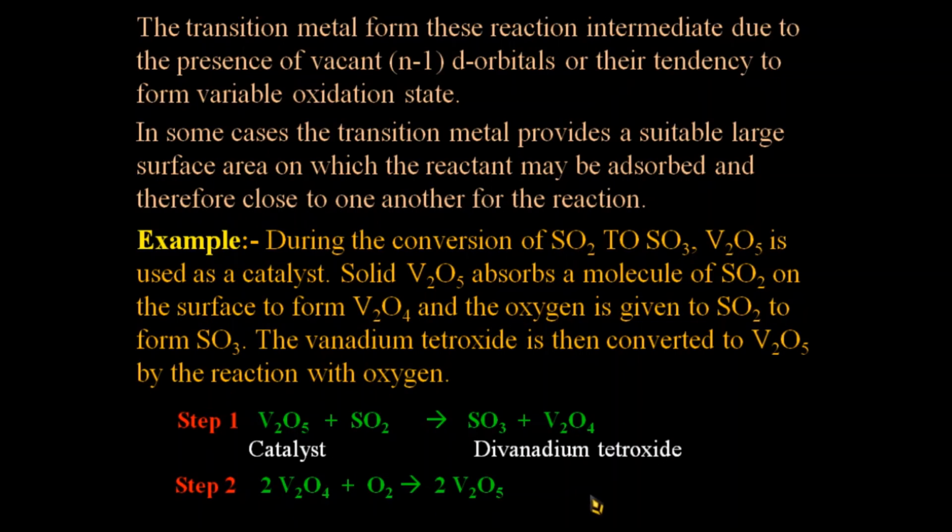In this way, the catalytic properties shown by the transition elements are very useful in most of the chemical reactions which we studied, because of their vacant n-1 orbitals, their tendency to form variable oxidation states, or their tendency to provide a larger surface area for the reactants.